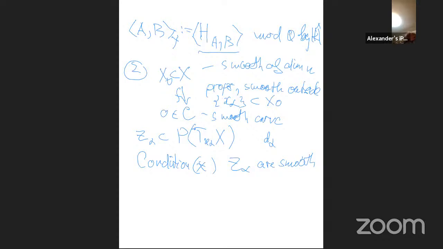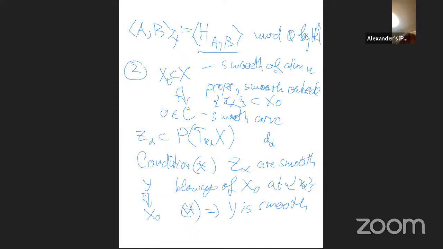Well, and then we can consider a variety Y, which is by definition the blow up of the zero fiber at the critical points. And this condition star implies that Y is smooth and Z alpha are just a disjoint smooth divisor lying on Y.